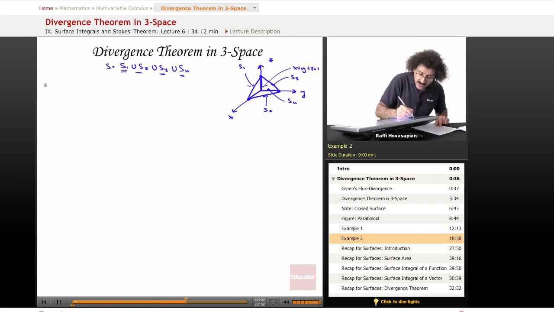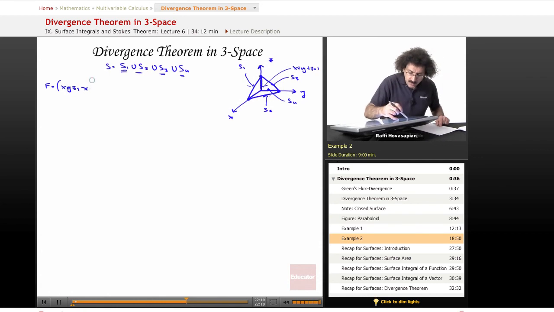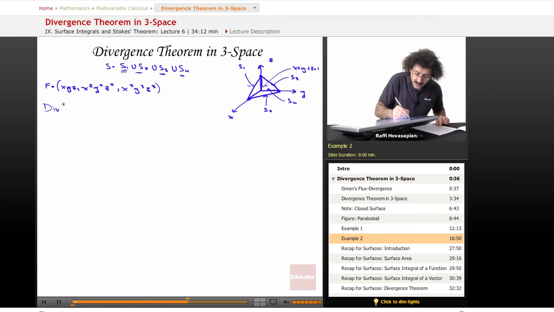Let me rewrite f so we have it on the page. So we have xyz, x squared y squared z squared, x cubed y cubed, and z cubed. Gotta slow down here. This is great stuff. So the divergence of f is equal to, well, this is f1, this is f2, this is f3, so df1/dx is going to be yz. df2/dy is going to be 2x squared y z squared.